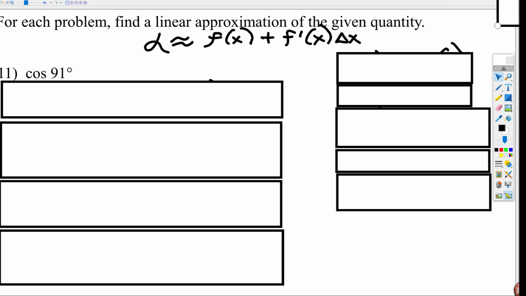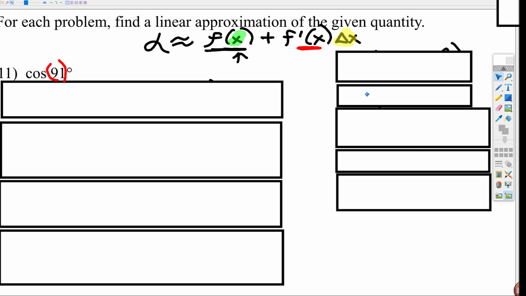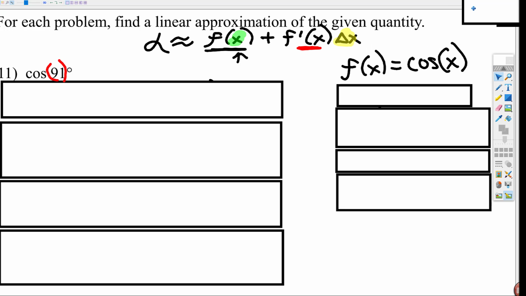All right, here's a trig example of linear approximation. So you first find what your f of x is and your x value, and then you find the derivative and the delta x value. All right, so remember what we said, it is cosine of stuff, right? Right there is cosine of stuff, and remember I said equate stuff with x. So the function is cosine x.